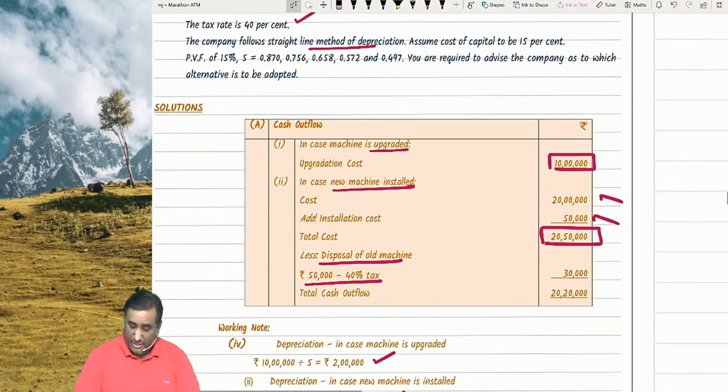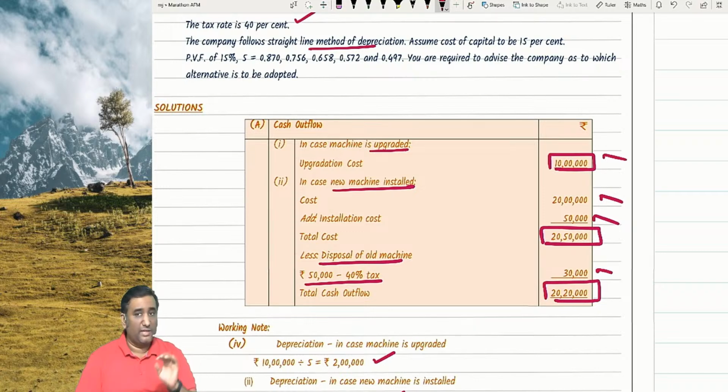So basically upgradation will have a 10 lakh cost. The new would be 20.50 minus 30 inflow after tax, so 20 lakh 20,000. This is your initial incremental cost. Now what will we compare, sir? If we move from the old, we'll compare old and upgradation.